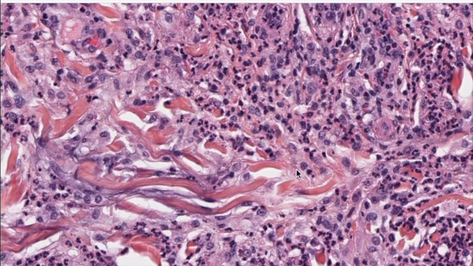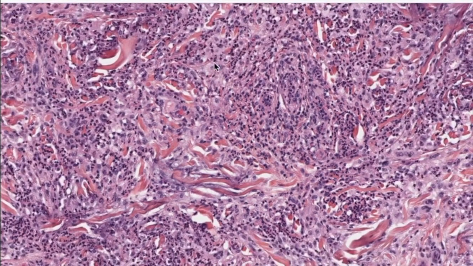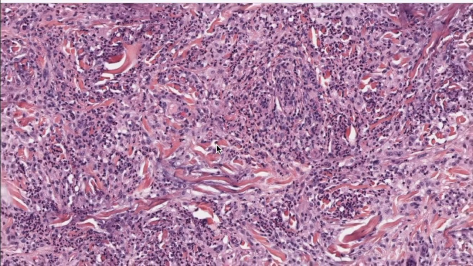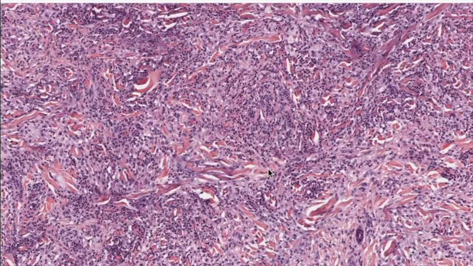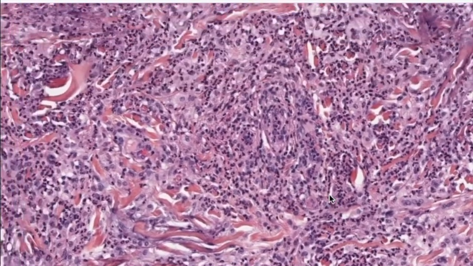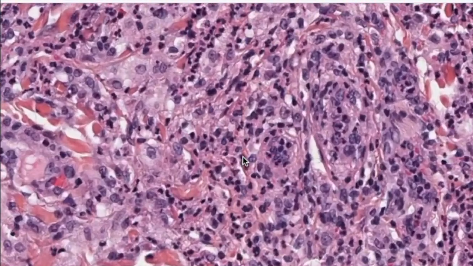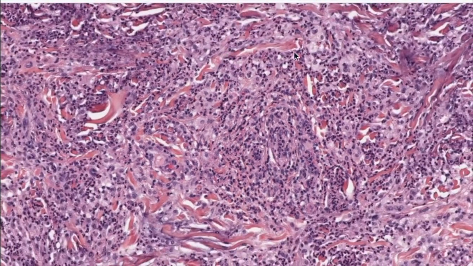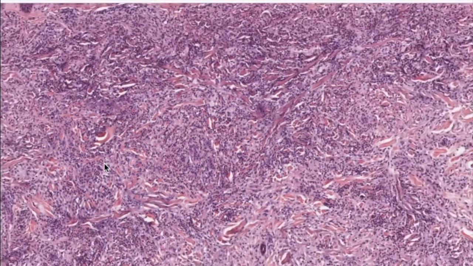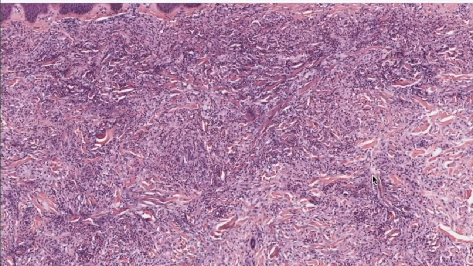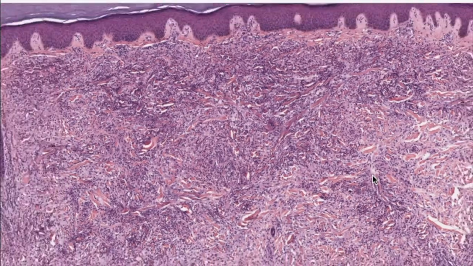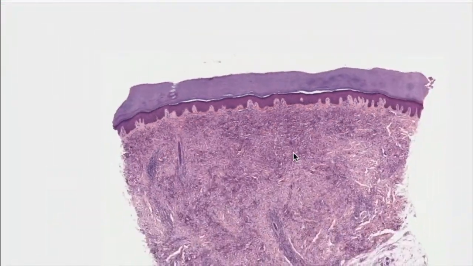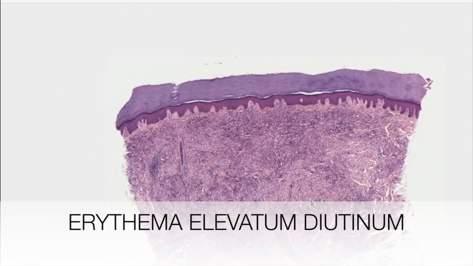Although you see all these collagen bundles, it can be mistaken from low power as a dermatofibroma because of this entrapped collagen. However, you see all this neutrophilic infiltrate with this fibrosis. Maybe this is at the medium stage, not chronic yet to become fibrous. So this is Erythema elevatum diutinum.